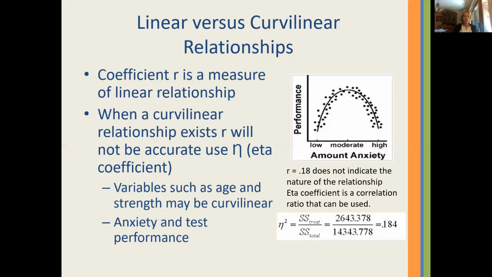The other example is anxiety and test performance. Traditionally, if students are a little bit anxious, they may study a little harder, and they may perform a little bit better. But if they get totally stressed out, it will inhibit their ability to perform well on the exam. So those are examples of variables where we might expect a curvilinear relationship.